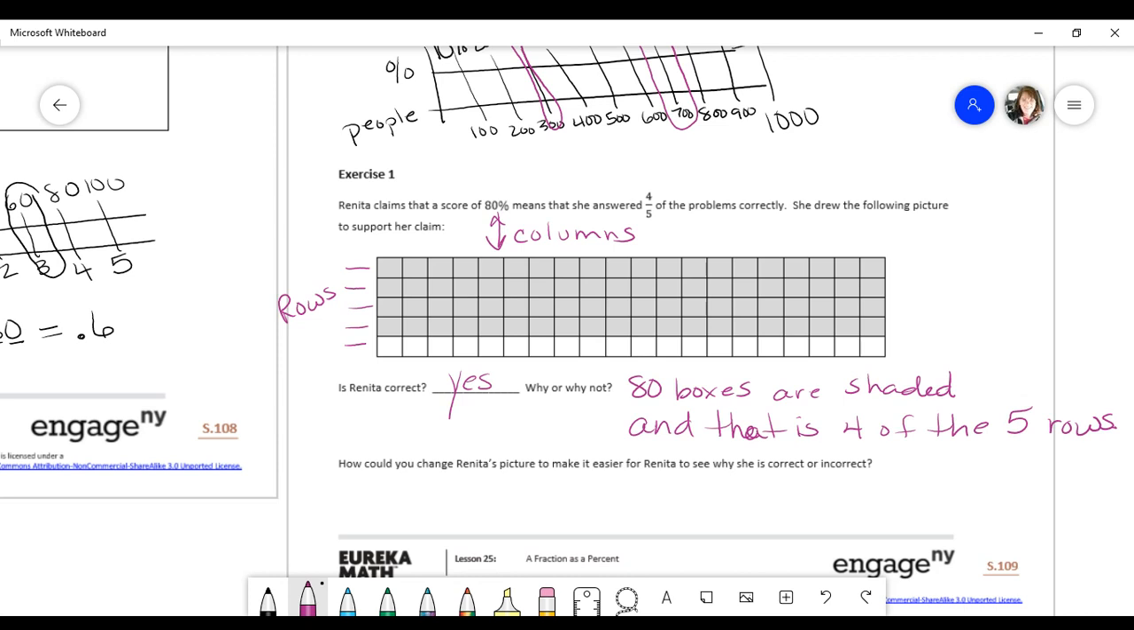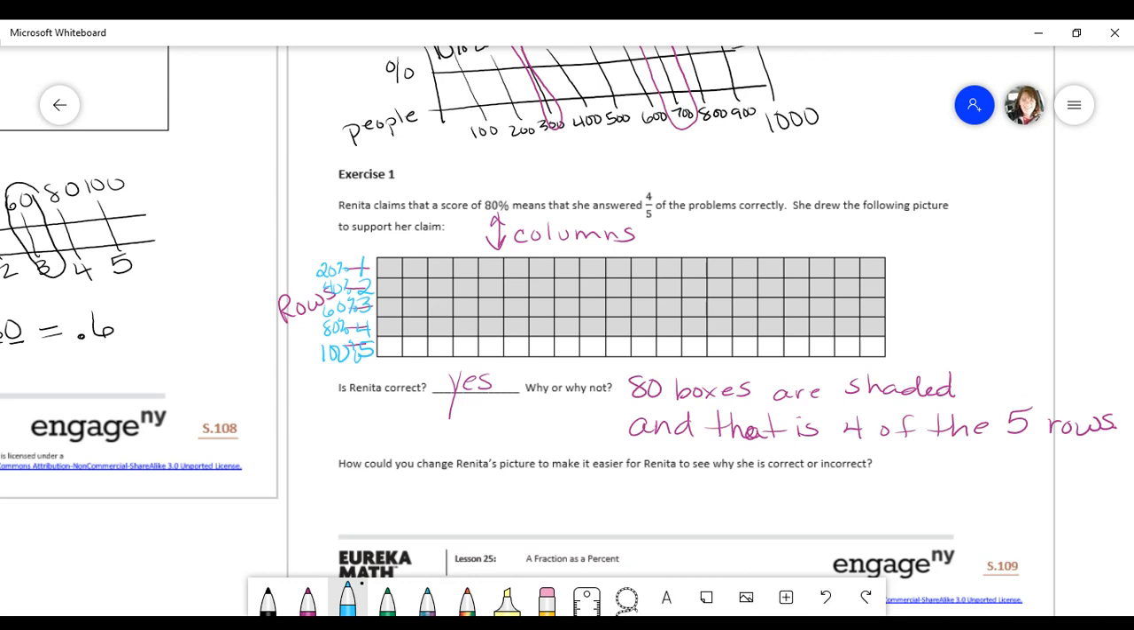Well, the things that I kind of thought of, if she would have numbered these as her rows, 1, 2, 3, 4, and 5, I could easily see that 4 out of the 5 were done. She could have also maybe counted. This row is 20%. Here's 40%. Here's 60, 80, and 100. And she shaded it. That would work.